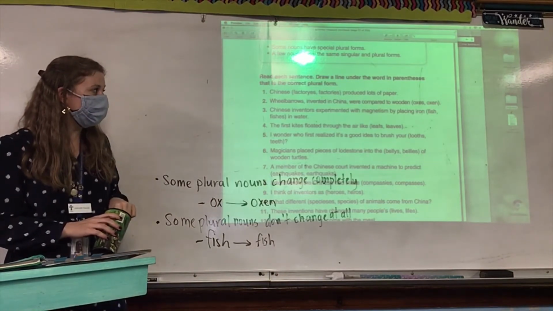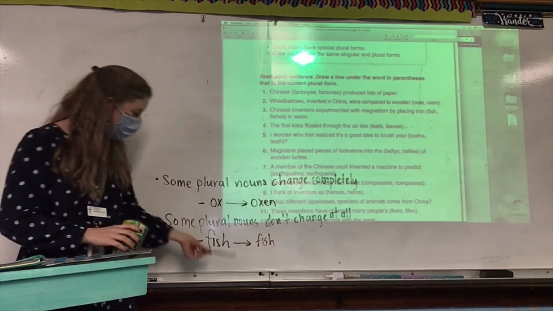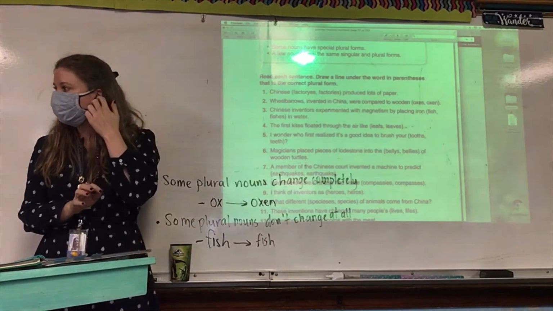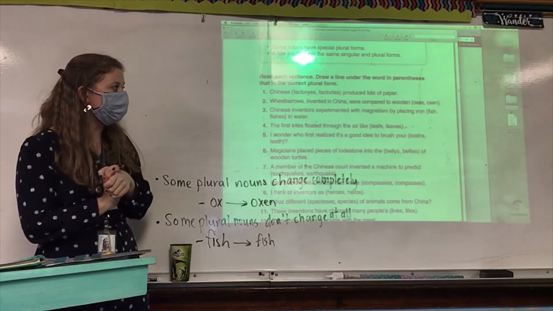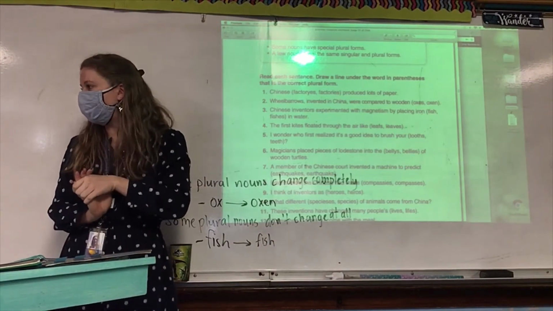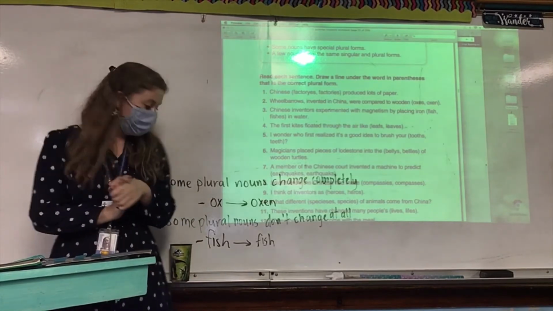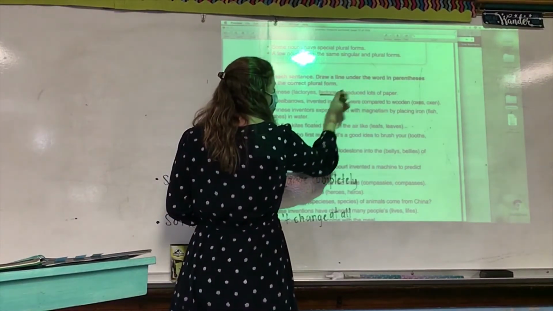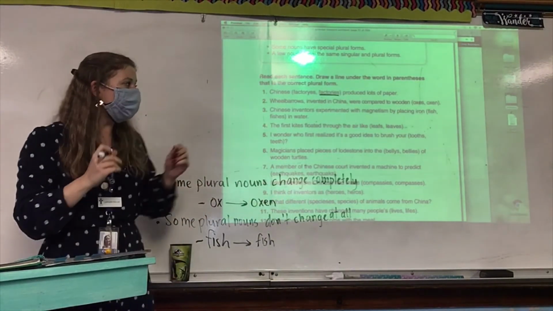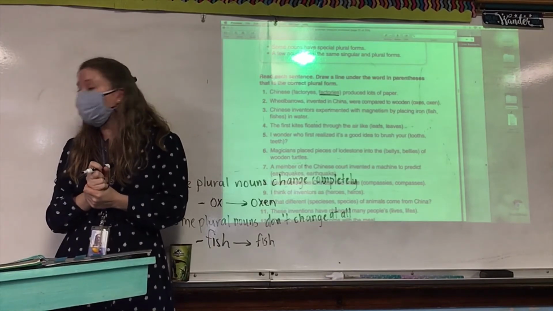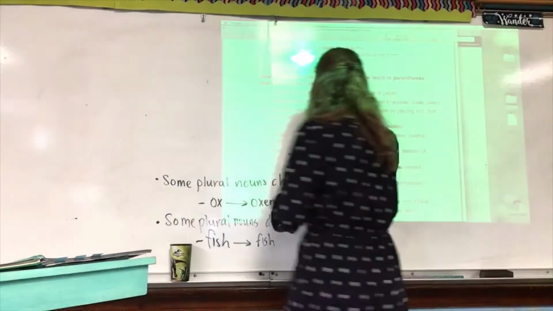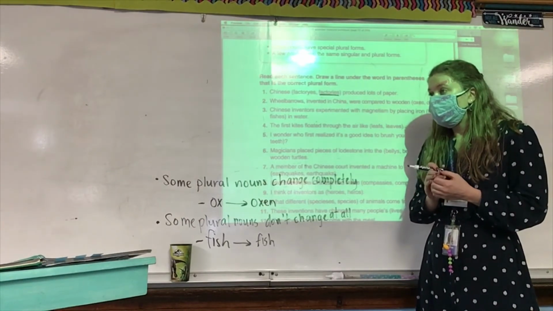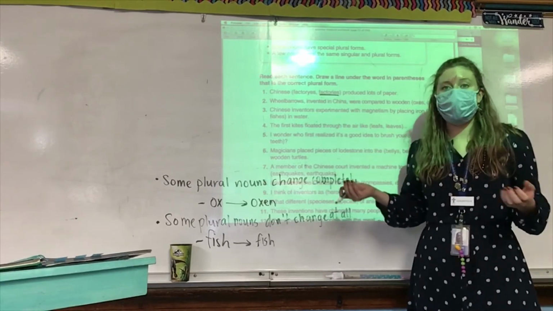Number one, Chinese factories produce lots of paper. Aaron, is the first option that ends with ES correct? Or is the second option that changed a letter to I and added ES correct? The second option. So we are going to draw a line under the correct form because we know, Aaron, if the noun ends with a consonant like R followed by Y, what do we do? We change Y to I and add ES.